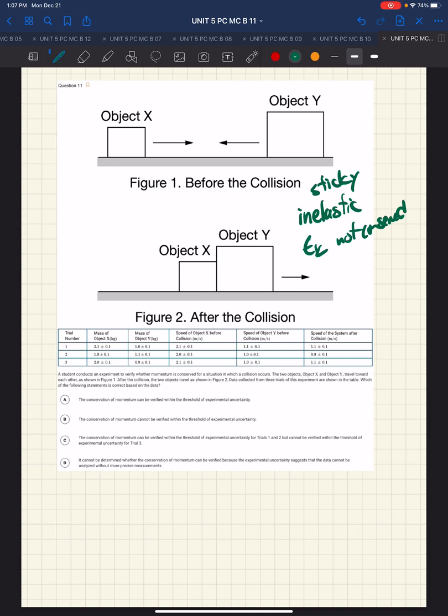Okay, so what we have here is data. We have a student conducting an experiment to verify whether momentum is conserved. So that's just conservation of momentum. Two objects travel toward each other. Data collected from the three trials are shown in the table. Which of the following statements is correct based on the data?